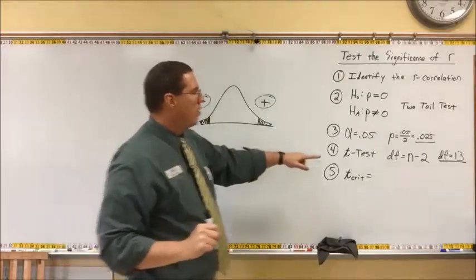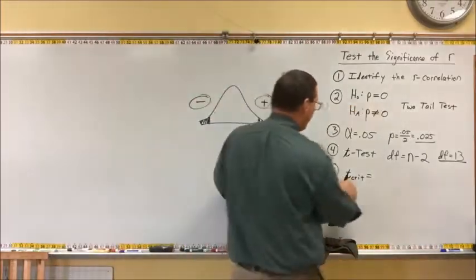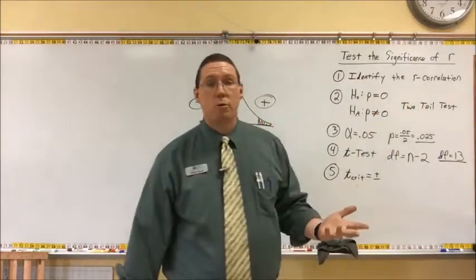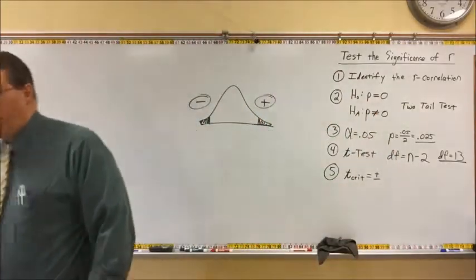In this case, it's a two-tail test. Therefore, our critical t value is going to be plus or minus. Now we need to go to the t-table. You get a t-table here.